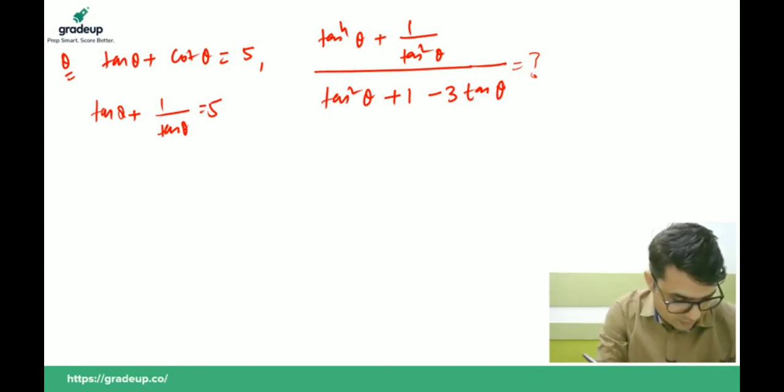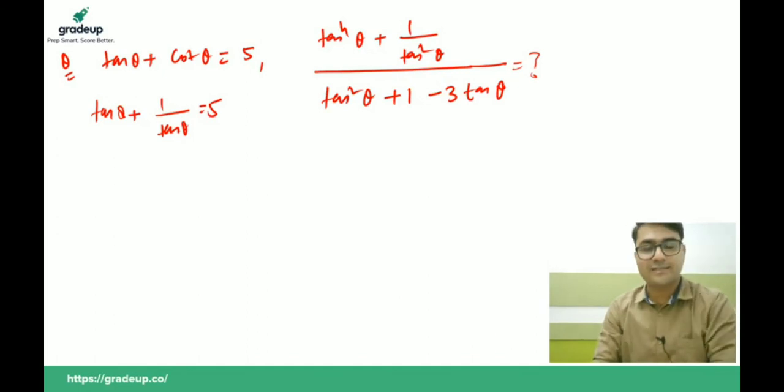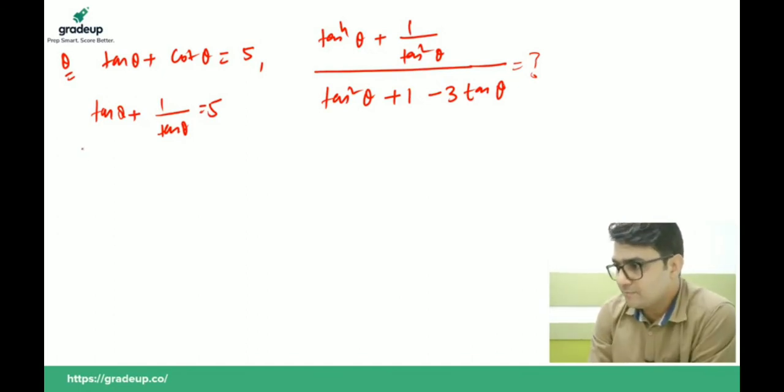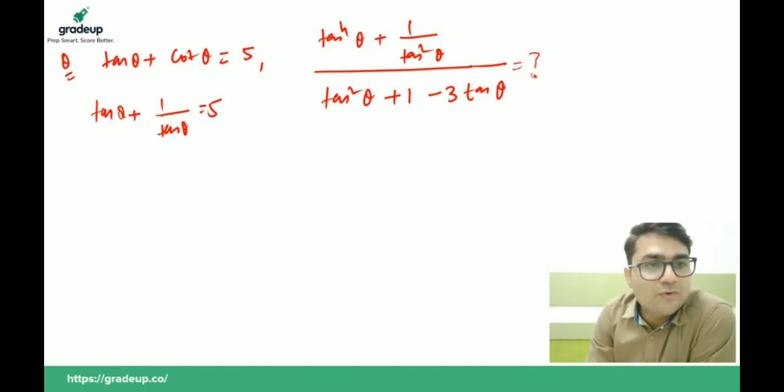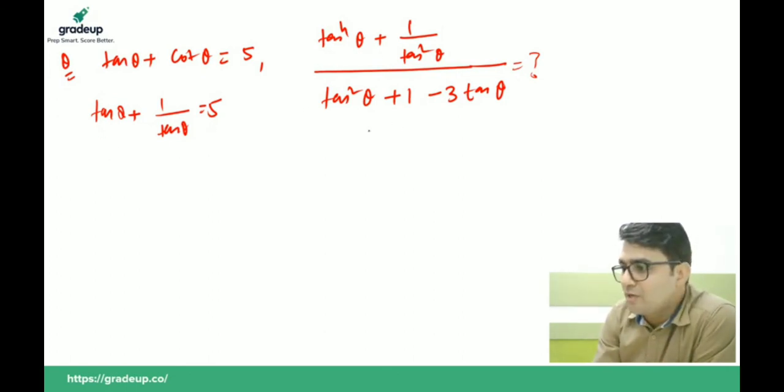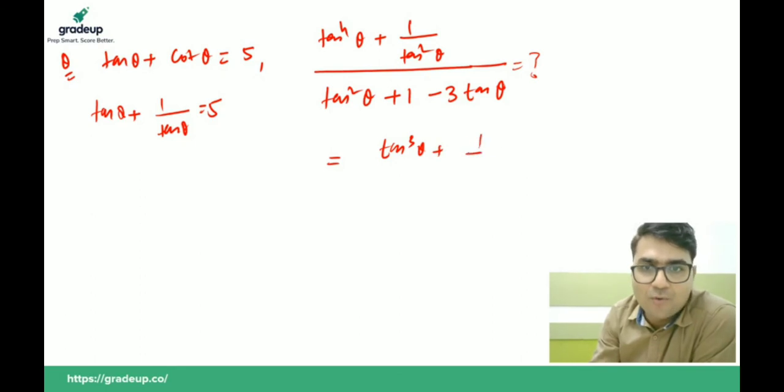All right. Now, let's start this question. Tan theta plus 1 upon tan theta is equal to 5. We need tan cube theta plus 1 upon tan cube theta. When I divide this expression by tan theta, I will get tan cube theta.